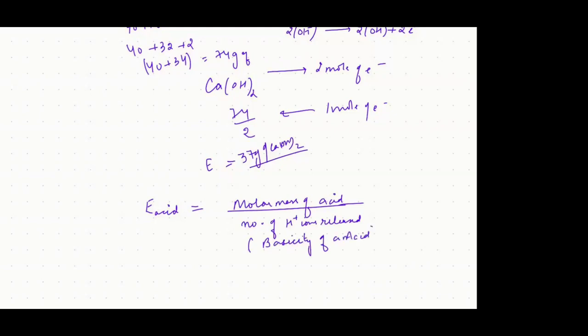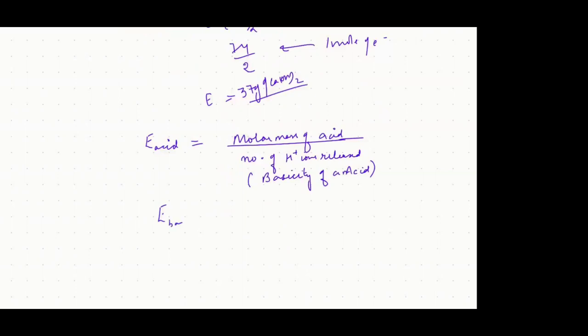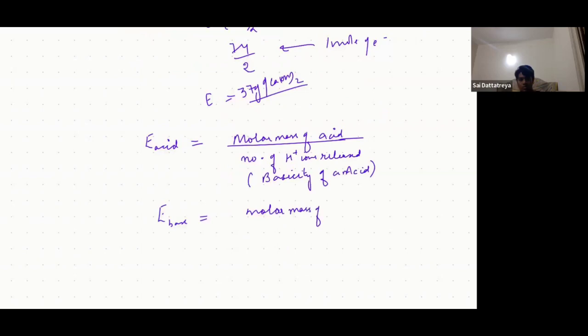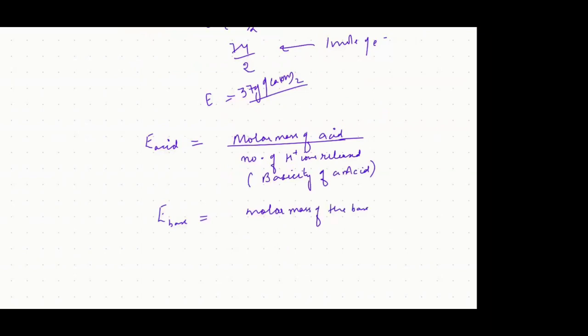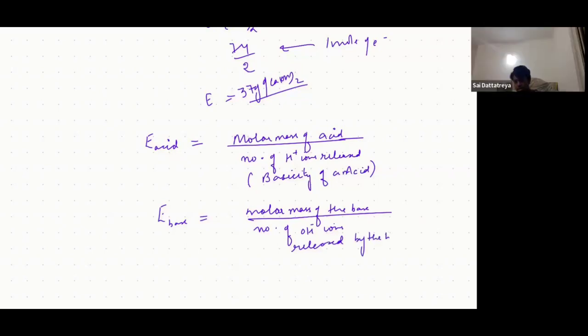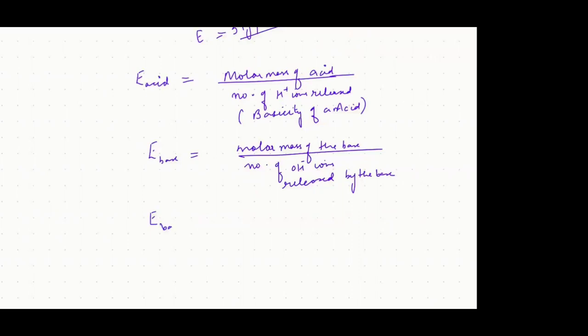And similarly, if you talk about the equivalent mass of a base, that would be the molar mass of the base divided by the number of OH negative ions released by the base. Yes. So the equivalent mass of the base would be the molar mass of the base upon, which you also call the acidity of the base.